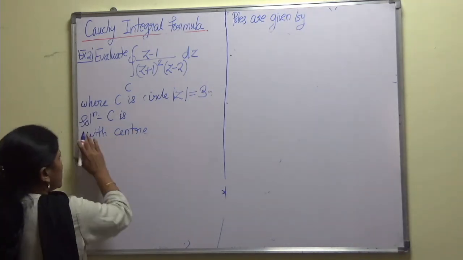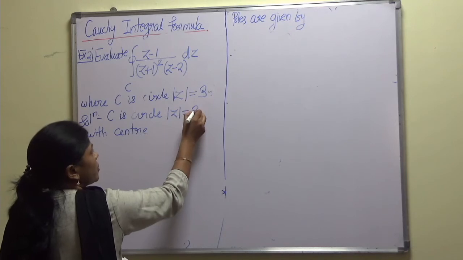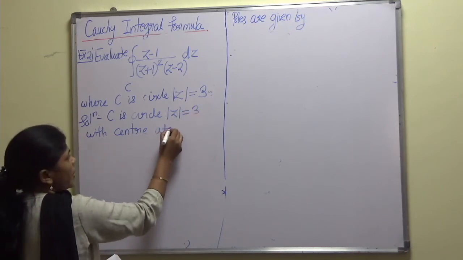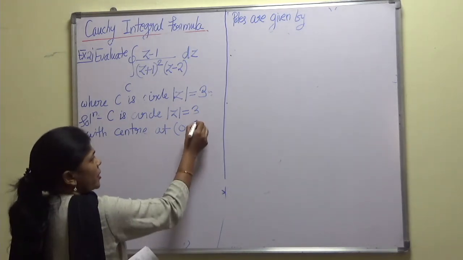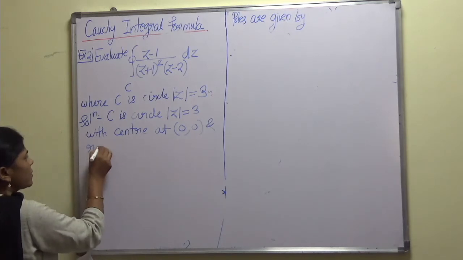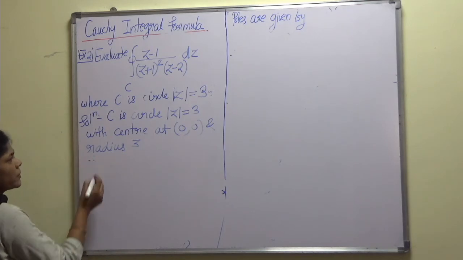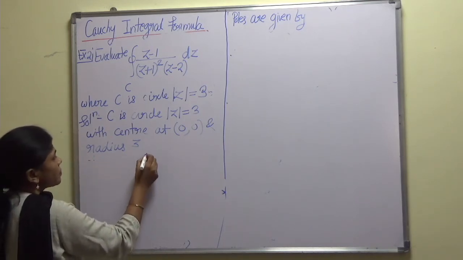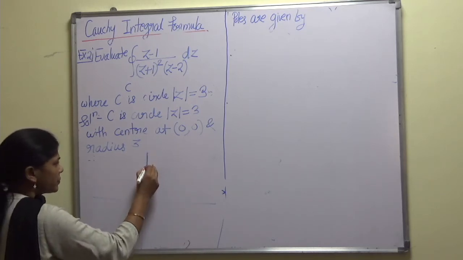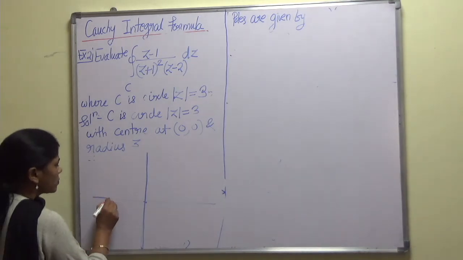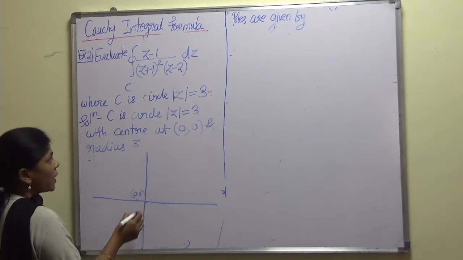So we can draw the circle easily. C is a circle given by mod of z equal to 3, with center at, what will be its center? No other terms other than z. So obviously the center is at the origin and the radius is 3. Therefore we will draw this circle. The circle has its center at the origin, and the radius is 3 units.